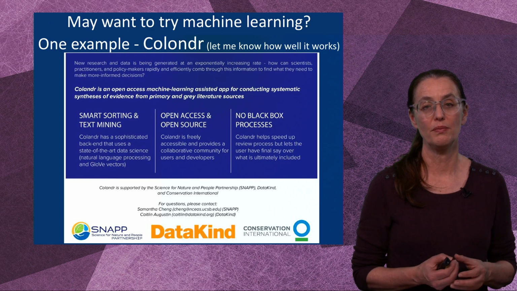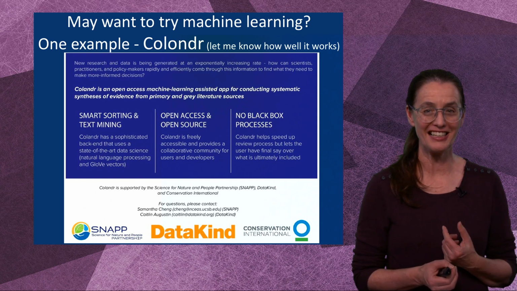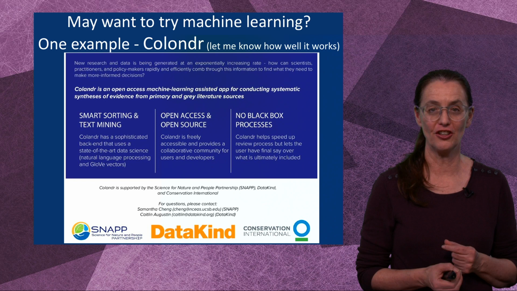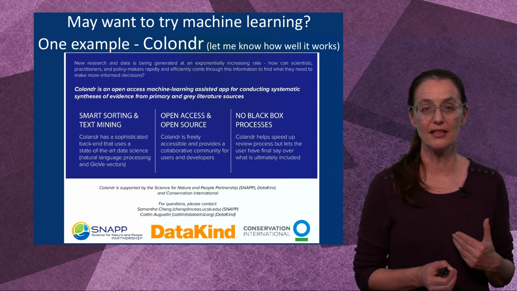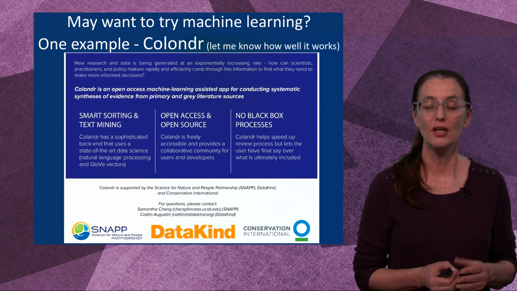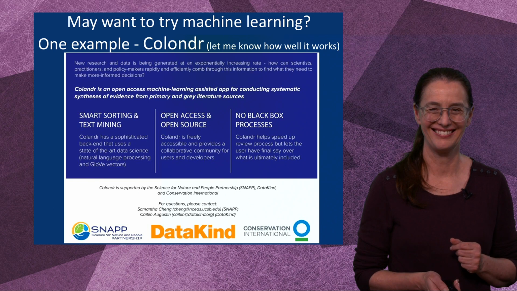Now more and more people are starting to use machine learning around this. I haven't tried it out, but just to let you know that there are machine learning options for doing systematic reviews. Here's an example of one that's publicly available. Give them a go if you want to. Let me know how it works.